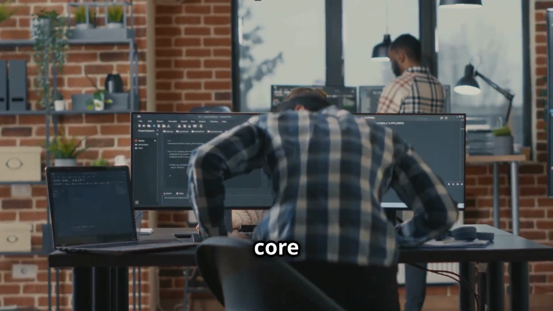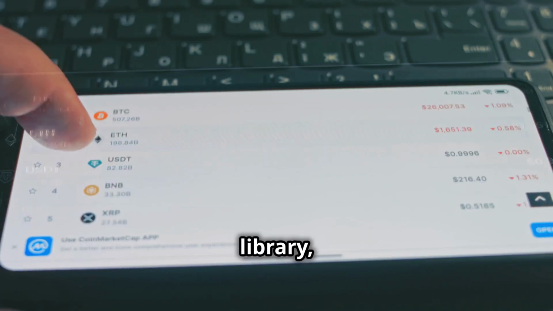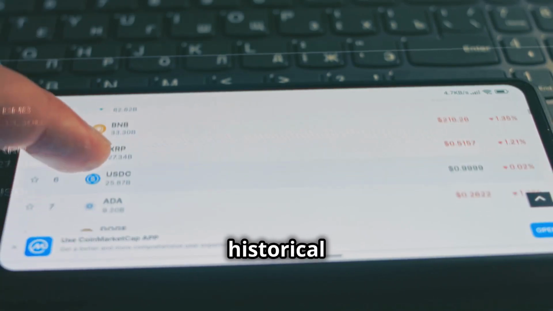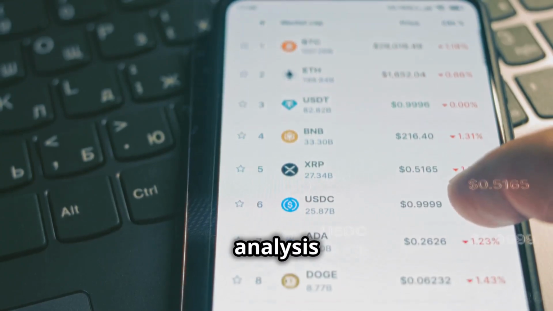It's time to build the core functionality of our trading bot. Using the ccxt library, we can fetch real-time and historical market data. This data serves as the raw material for our bot's analysis and decision-making.